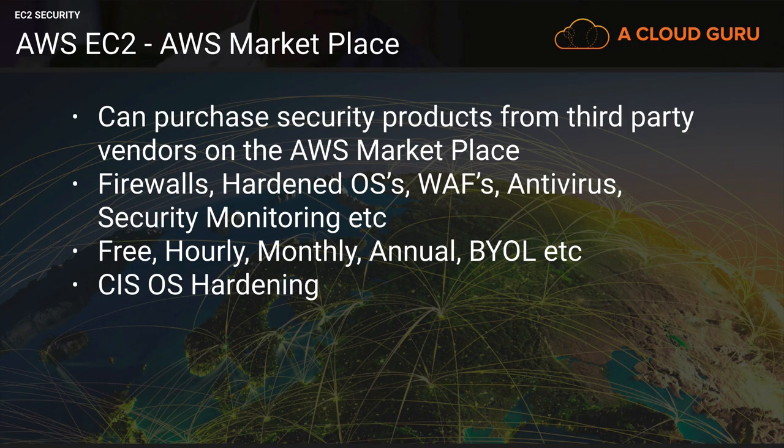Okay, so what have we learned so far? We've learned that you can purchase security products from third-party vendors in the AWS Marketplace. These security products can be anything from firewalls to hardened operating systems to web application firewalls to antivirus servers to security monitoring, etc. Do go through and have a read at all the different products. Just have a glance over them.